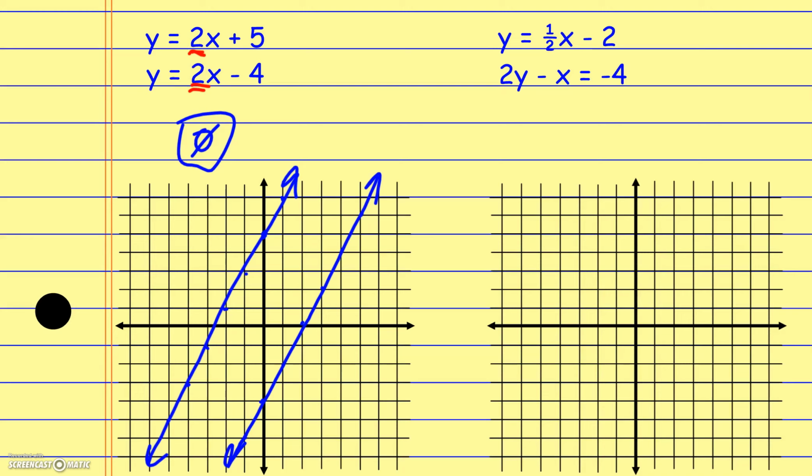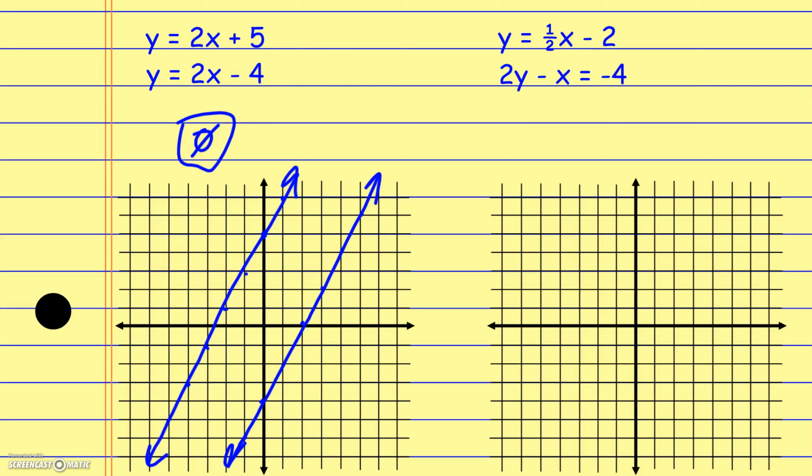The only thing I have to watch out for is if I were to scribble this out, if this was like +5 instead, so I had y equals 2x plus 5 and y equals 2x plus 5, that one's clearly not going to be no solution because it's the same line. So all of their solutions they would have in common. All right, so watch out for that situation versus parallel lines, which is no solution.